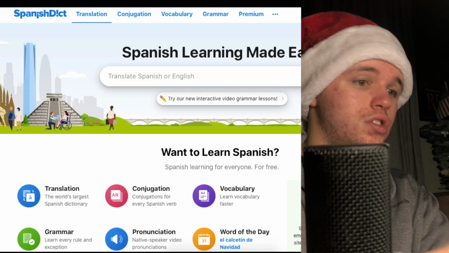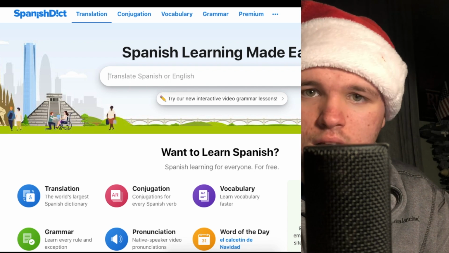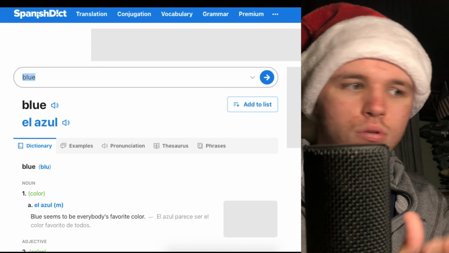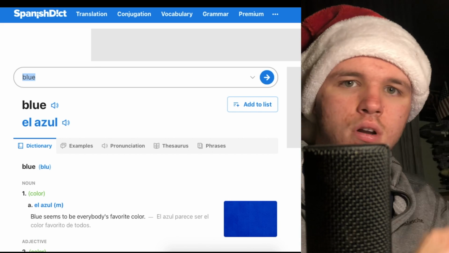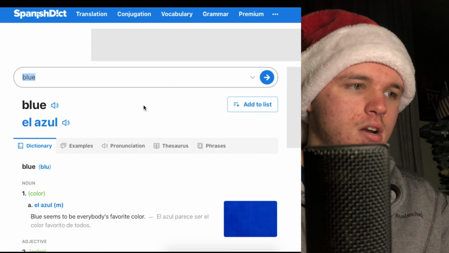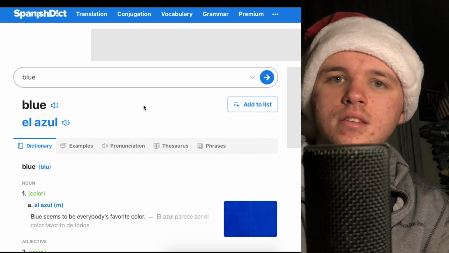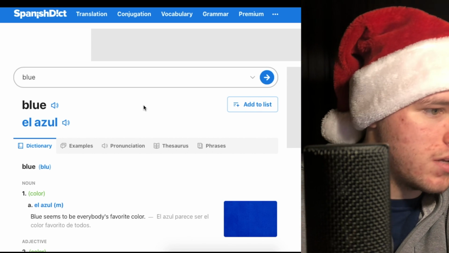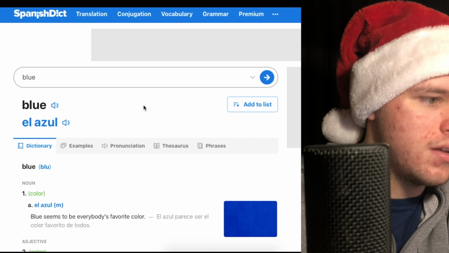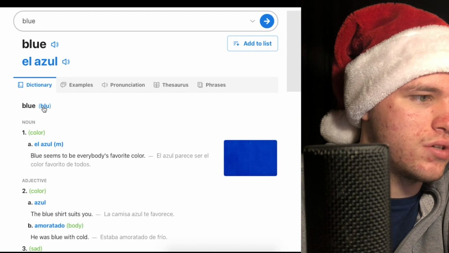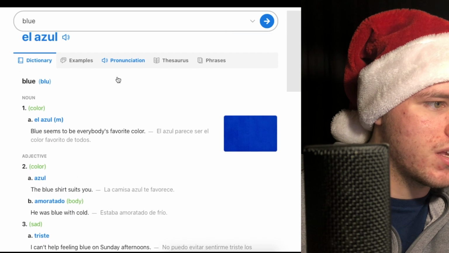Anyway, so you type in a word, any word, it does not matter. I will do the word blue because most Americans know the word blue in Spanish is azul. So obviously it's going to tell me what it is in Spanish in the blue down here, because that is the point of the site. Here it will tell you the phonetic spelling. That's more for Spanish learners, but you already know how to say it.